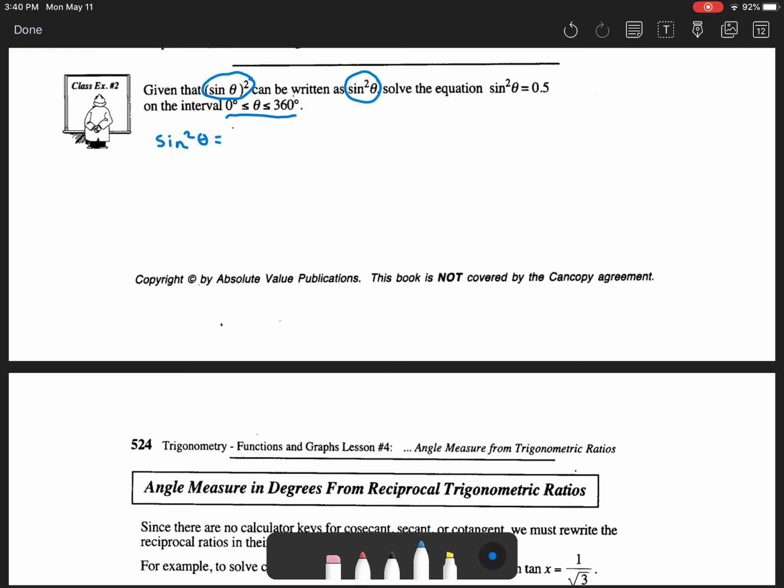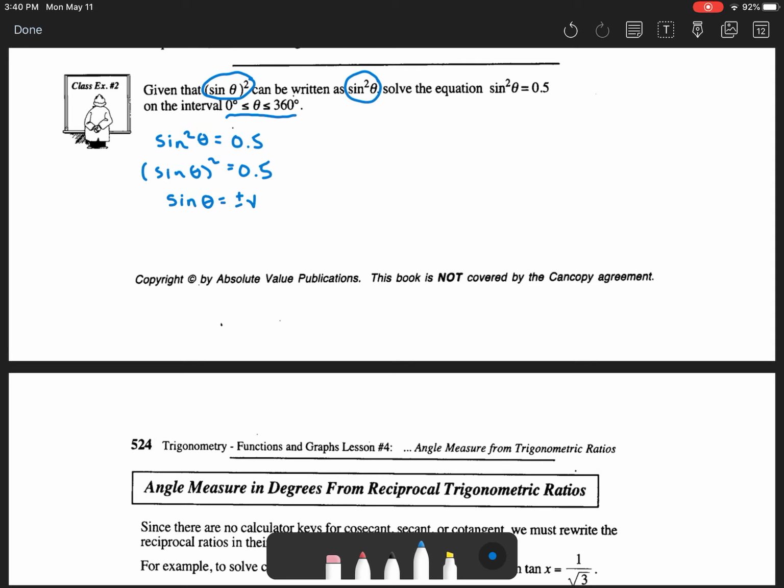I'm going to say sine squared of theta equals 0.5, which again is exactly what they gave me in the question. Now, in the write-up of the question, the first thing I highlighted, they said, well, that's the same thing as saying sine of theta all squared, isn't it? Now, why is that important? Well, because that tells me basically how I can solve for 0.5. I'm going to take the square root of both sides. So when I take the square root of sine of theta all squared, I end up with sine of theta.